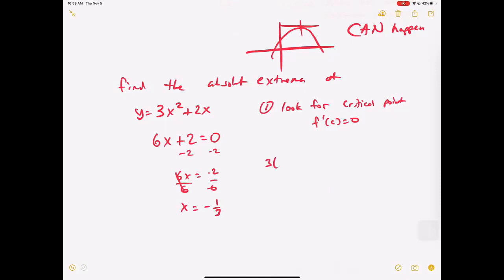So we're going to plug in 3 times negative 1/3 squared plus 2 times negative 1/3. And that's going to be 3 over 9 minus 2 over 3. 1 over 3 minus 2 over 3 is negative 1 over 3. So we have an extreme value at negative 1 over 3.